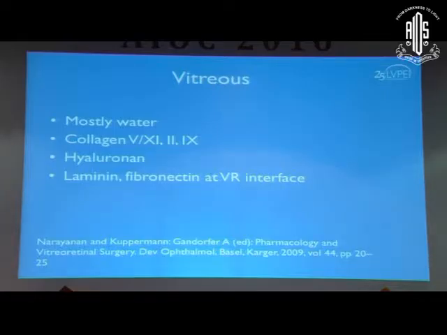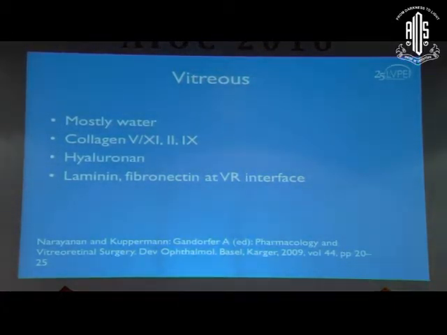It's very important to know the anatomy and physiology of the vitreous before we can contribute to the evolution of treatment of vitreous pathologies. Vitreous, as we know, is mainly water, but most importantly it has collagen which you can act on. It also has hyaluronic acid and, very importantly, laminin and fibronectin. These are two common components at the vitreoretinal interface.